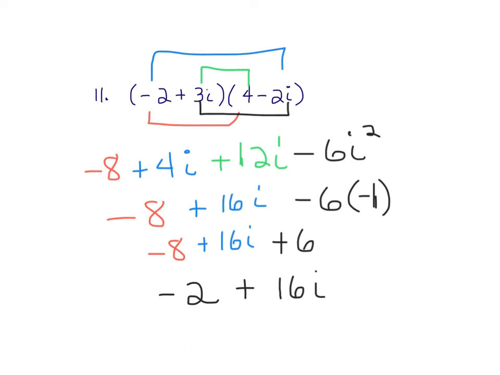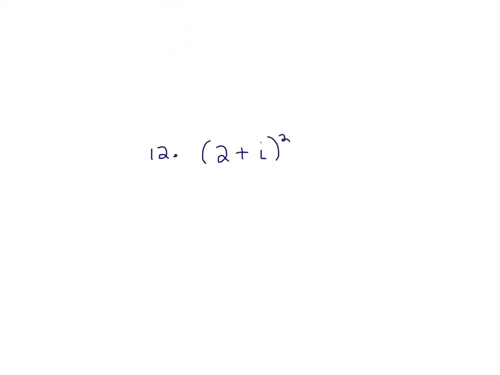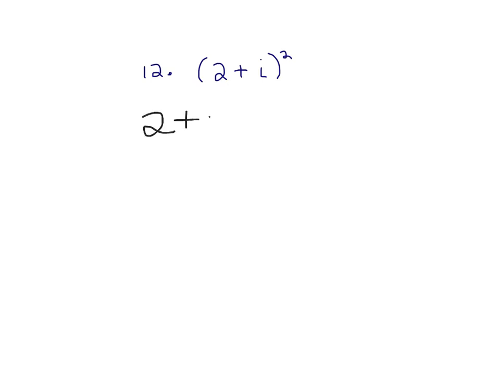You're pretty good on 11. Let's try 12. What do I do on something like this? Kimberly? I FOIL. I have to write it two times. Excellent. Don't try to just distribute that to the exponent. We're writing it out, distributing and FOILing.